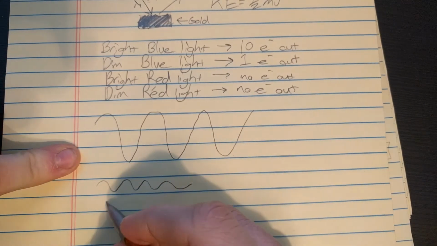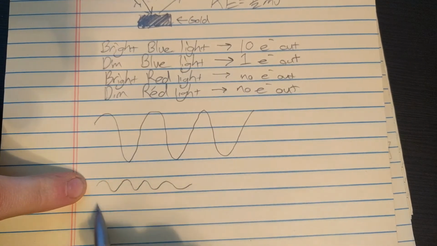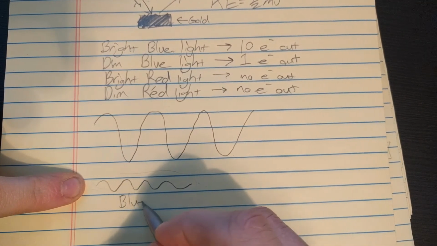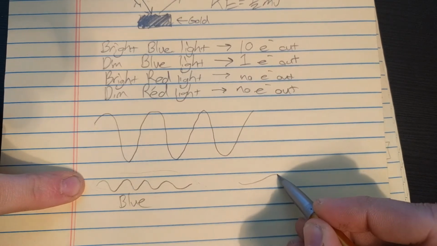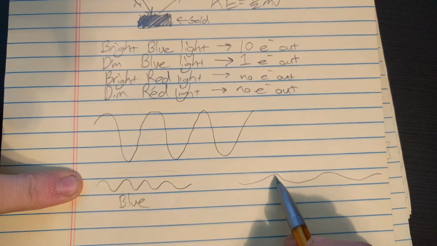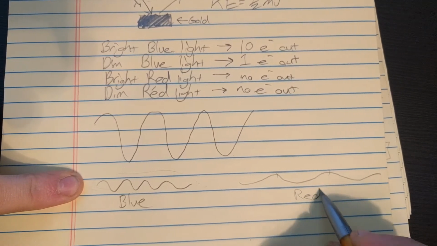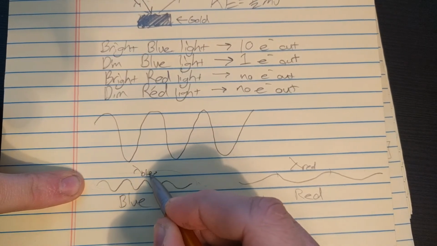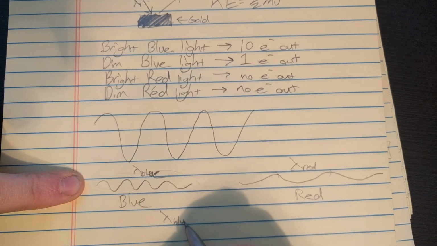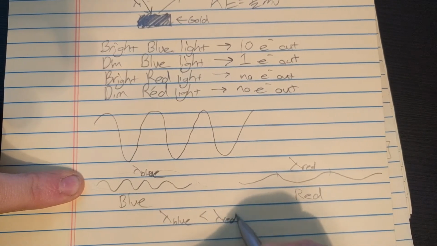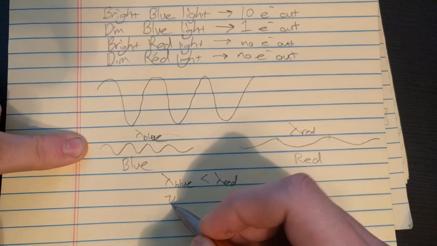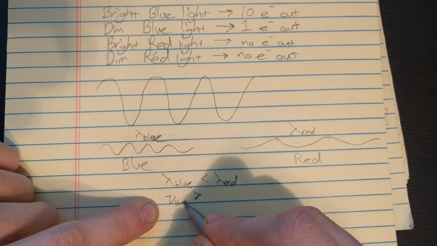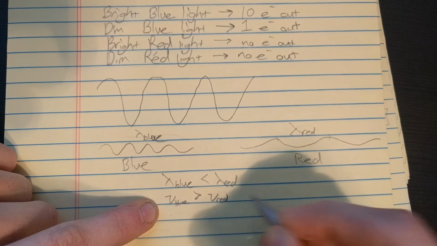But the thing is, blue light may look something like this wave right here. We'll say this is blue light. Red light, the wave for red light looks something like that. So you can see the wavelength is longer in red light. Call it lambda red, lambda blue. So lambda blue is smaller than lambda red, and so it's the opposite thing for frequencies. Remember, frequencies are denoted by nu. So the frequency of blue light is greater than the frequency of red light.